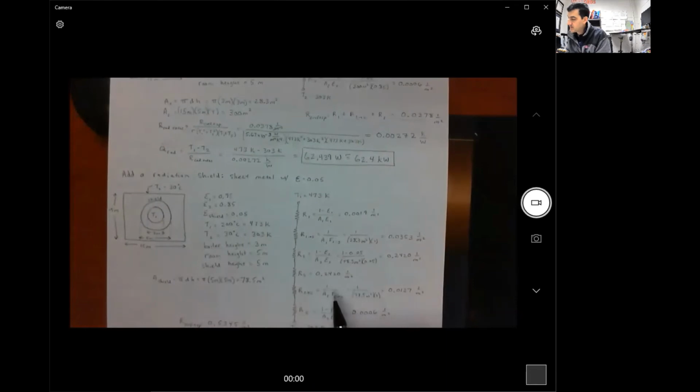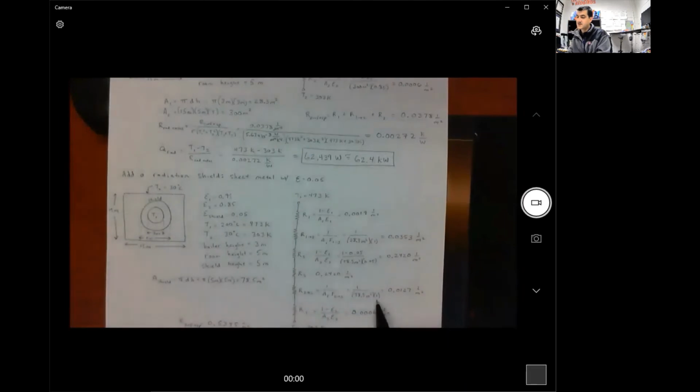Then we have a space resistance from the shield to the walls of the room, body 2. And that's going to be 1 over the area of the shield times the view factor from the shield to the room. So our area of the shield we calculated before, 78.5 meters squared.